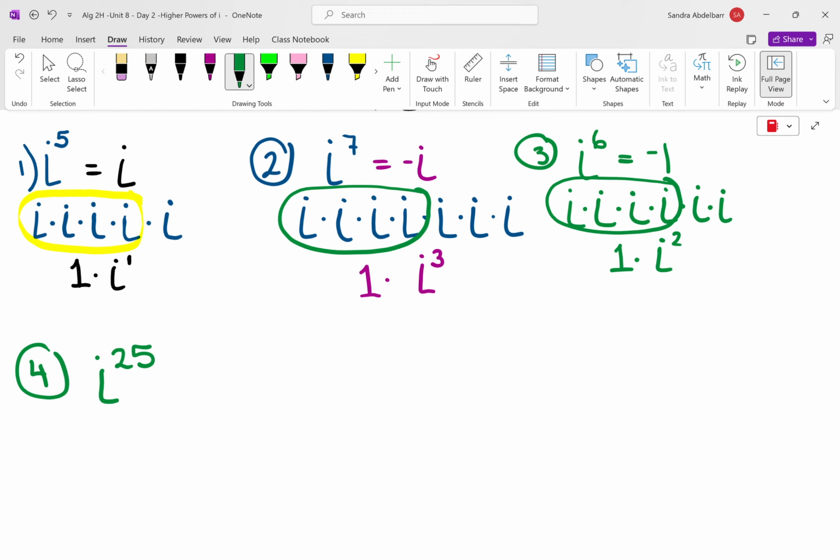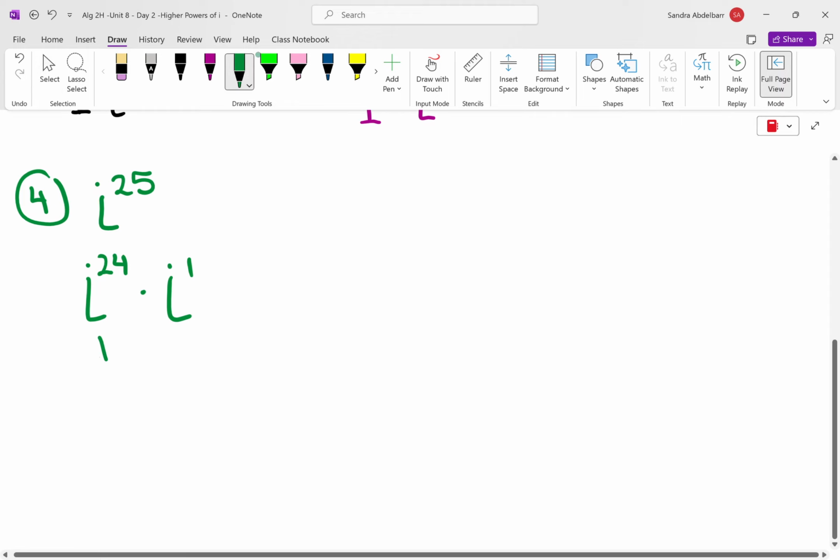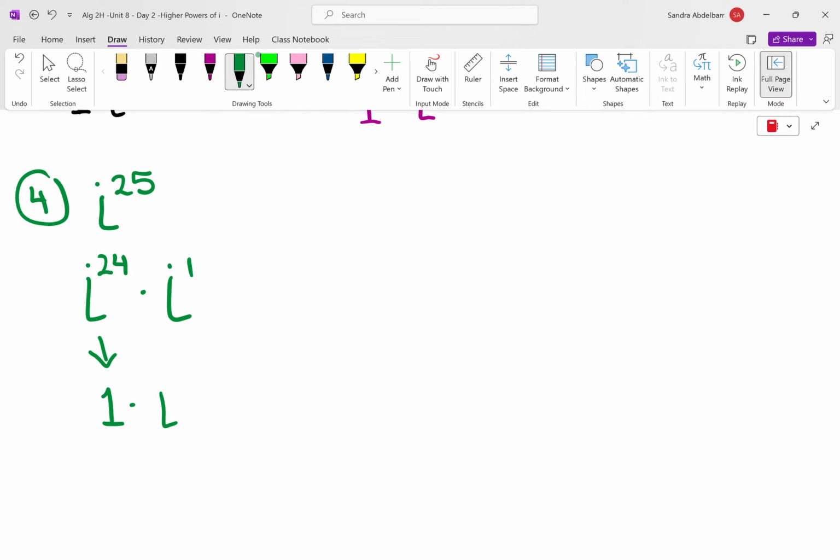Exactly. Philip explained the process perfectly. What you want to do is change this into a multiple of 4. Why are we changing it into a multiple of 4? Because we know every group of 4 i's is 1. So when we change this to the closest multiple of 4 without going over, we're going to change this to i to the 24th times i to the first. And we know i to the 24th has to be 1 since it's a multiple of 4. So this brings us to 1 times i, which is just i.